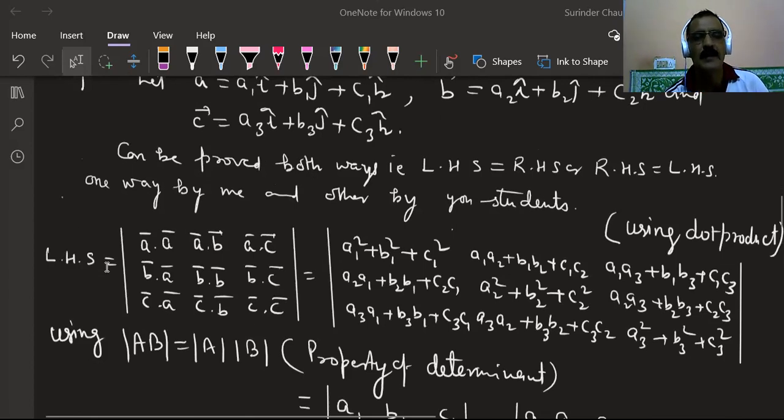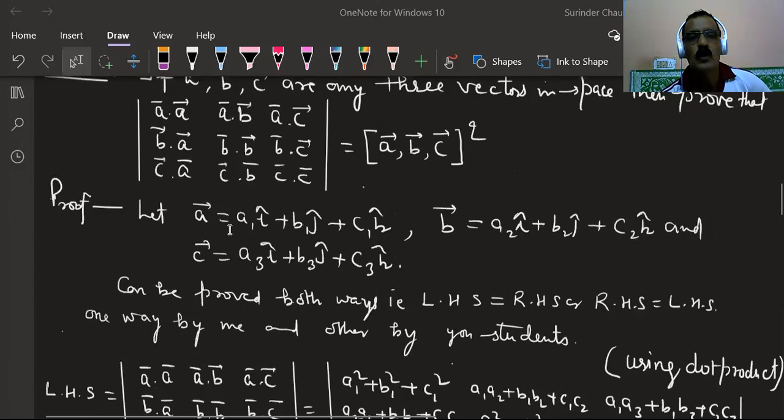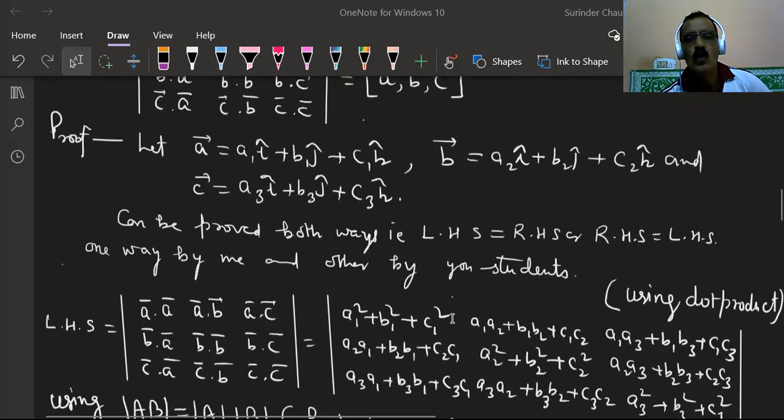So I'm taking the left hand side. Left hand side is the determinant of A dot A, A dot B, A dot C, and so on. A dot A is the dot product of vectors, the product of the components, so A1 square, B1 square, C1 square. Similarly, A dot B is A1, A2, B1, B2, C1, C2. This is the second element of this determinant. A1, 3 will be A1, A3, B1, B3, C1, C3, and so on.